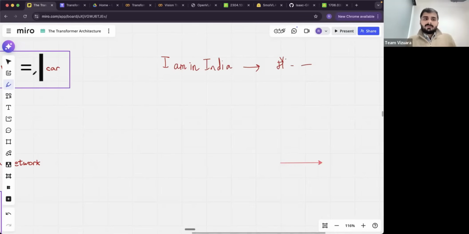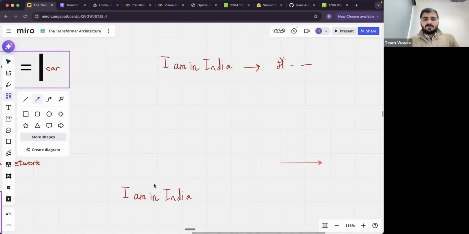So now what you do is, as the first step, you pass this through a transformer encoder.